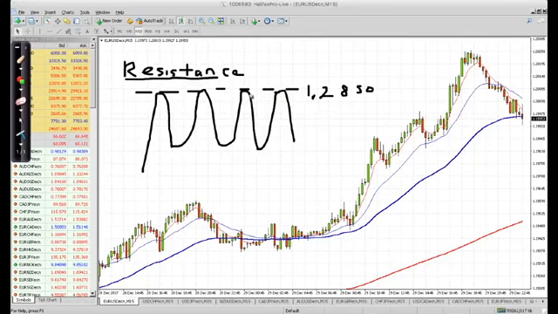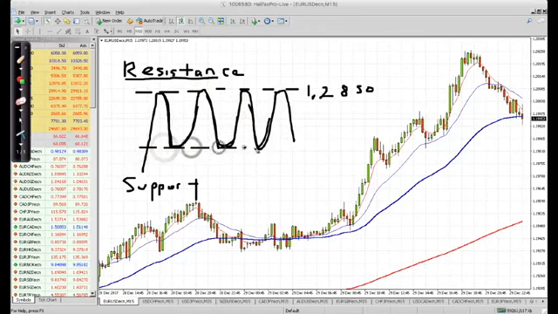So conversely, what's a support level? A support level happens when the price goes down and reaches a certain level, stops and changes direction. Goes down, hits the level, changes direction. And that is known as a support level, or like a floor that supports the price.